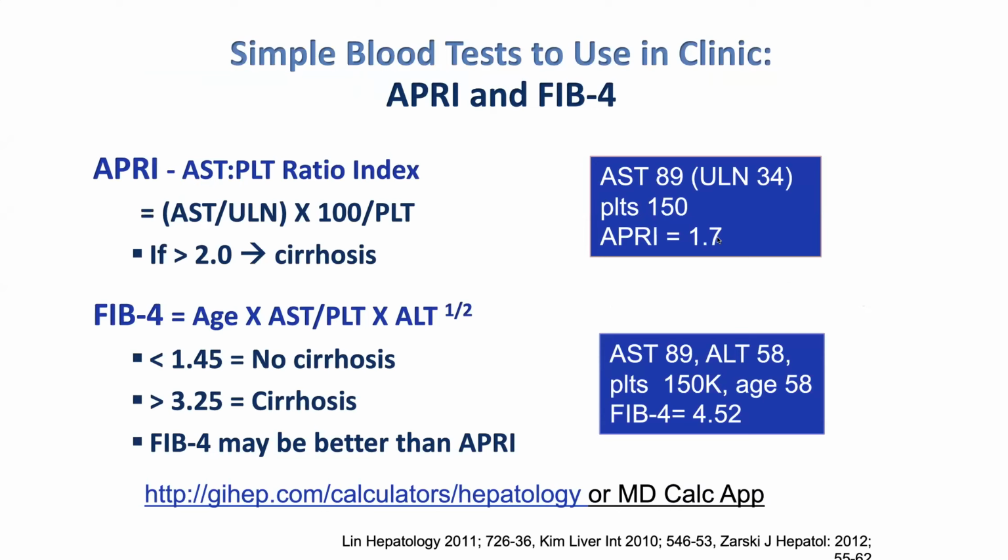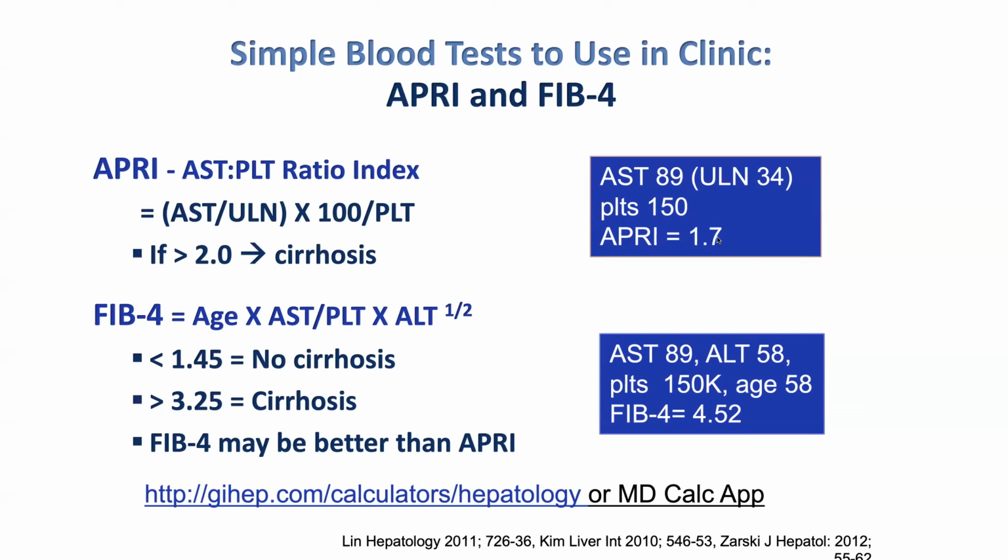So APRI stands for AST to platelet ratio index, and you can see the formula there. We use the AST value divided by the upper limit of normal times 100 divided by the platelets. It gives you a score. If the score is over 2, they have cirrhosis with high degree of specificity. The FIB4 also uses platelet count and AST, but adds age and also uses the ALT, so the ratio is there. Here you get a different number, but if the value of your calculated FIB4 is greater than 3.25, then that's also highly likely the patient has cirrhosis.